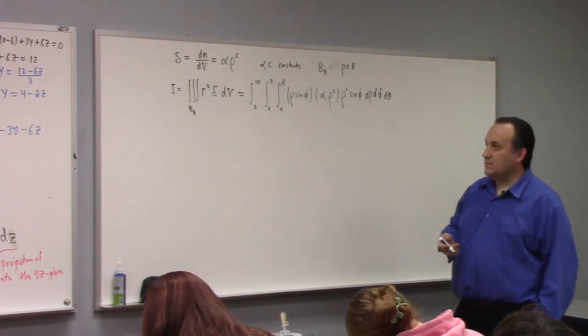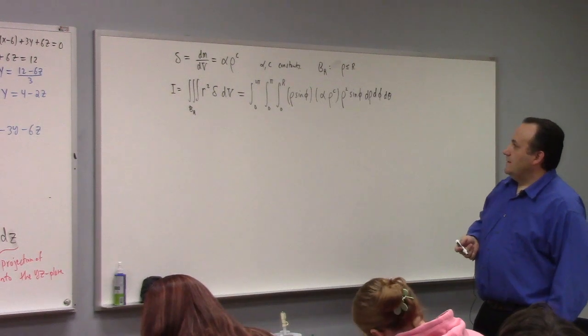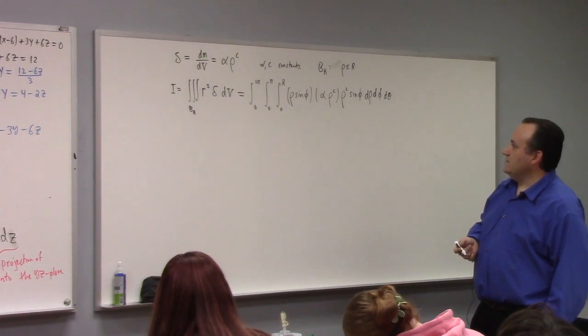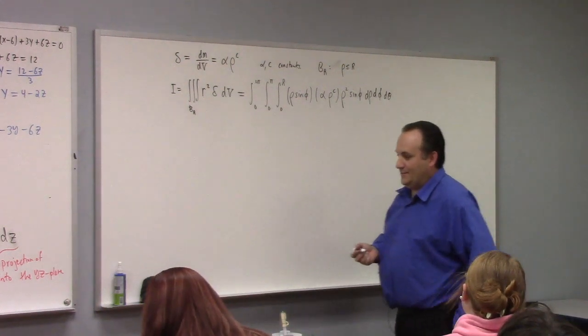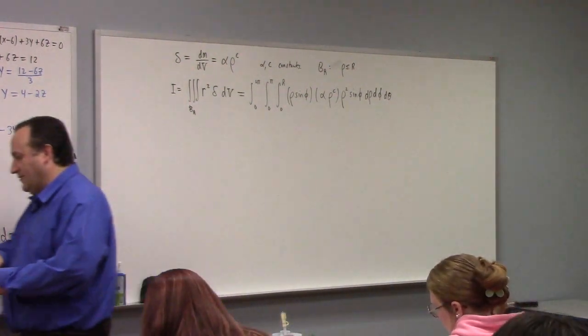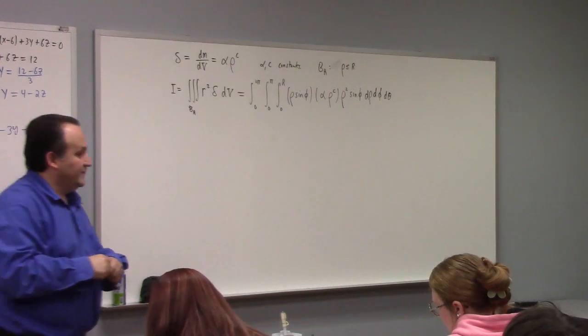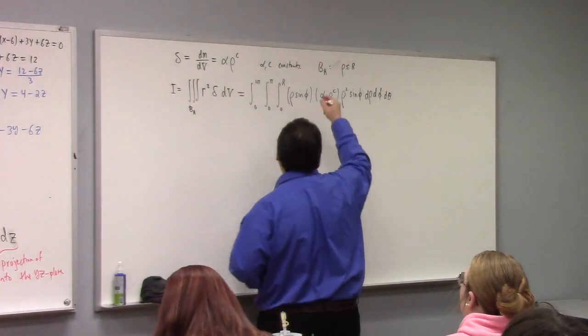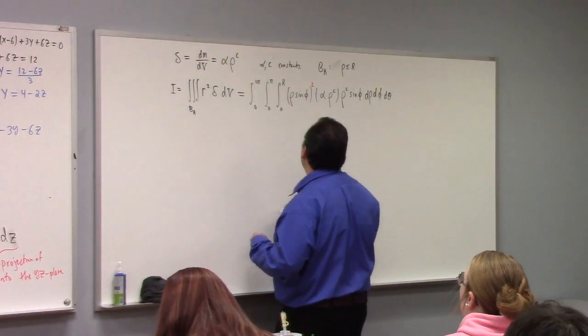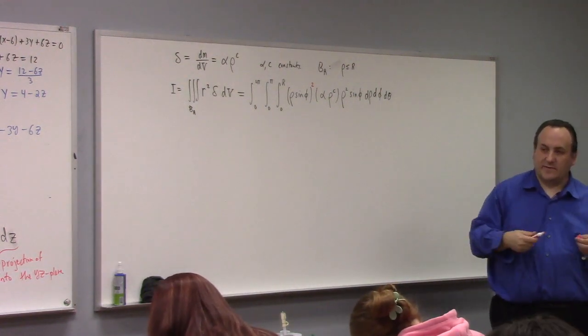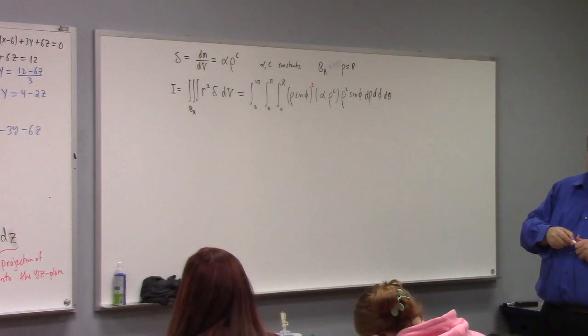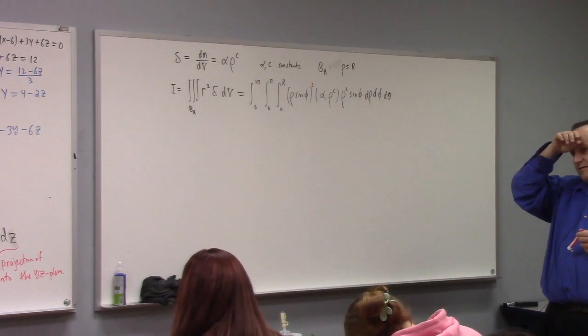What about your r squared? Oh man, I missed the square, but that we can fix. I'll make my correction in red. Very good question, though. There we go. And then, of course, you can simplify this and integrate with respect to rho, with respect to theta, and with respect to phi.